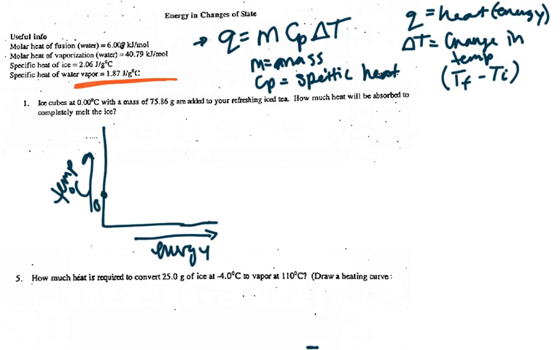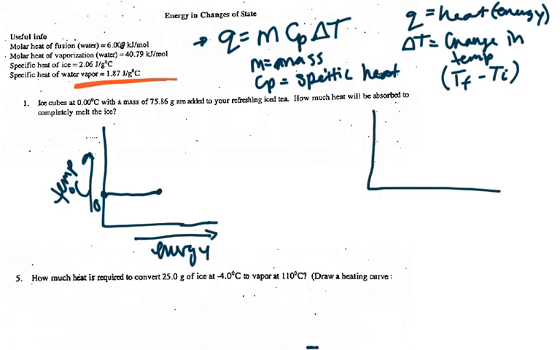So it says that my ice cube starts at 0 degrees Celsius, so I'm going to put a little dot there, we'll call that 0. With a mass of blah blah blah added to a refreshing iced tea, your heat will be absorbed. How much heat will be absorbed to completely melt the ice? So I'm here and I'm melting the ice. When you're melting, I never had a change in temperature, right? It never said I went any higher, so I'm staying at 0 degrees the whole time.